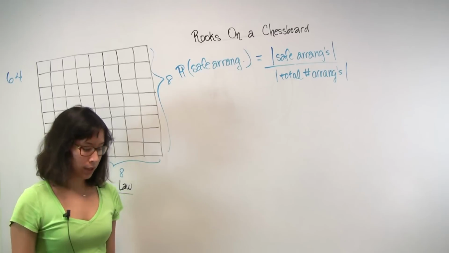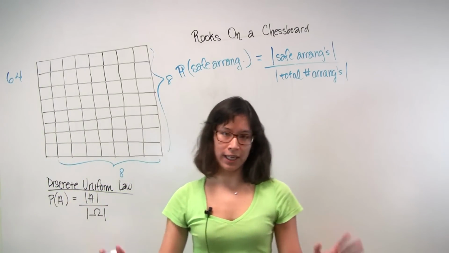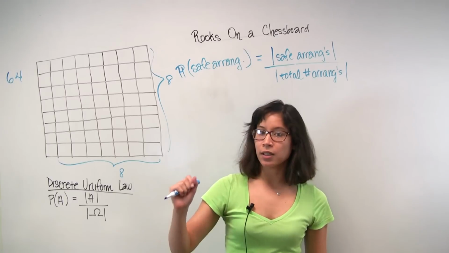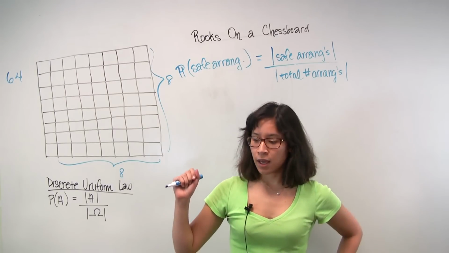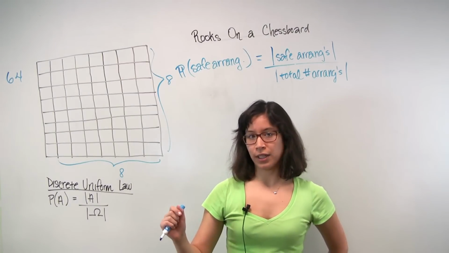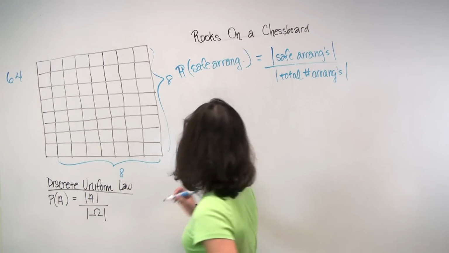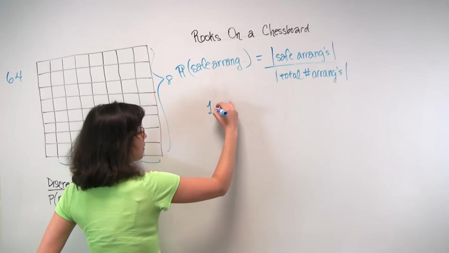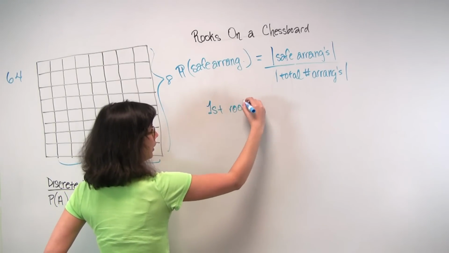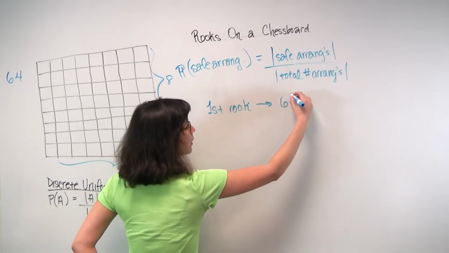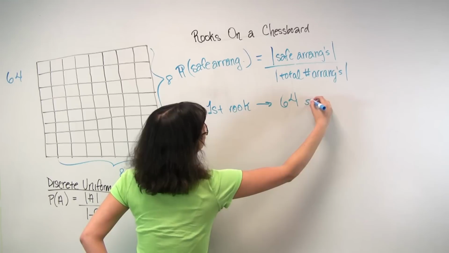So pick a rook. The chessboard is currently empty. How many squares can you place that rook in? Well, nobody's on the board. You can place it in 64 spots. So for the first rook that you pick, there are 64 spots.